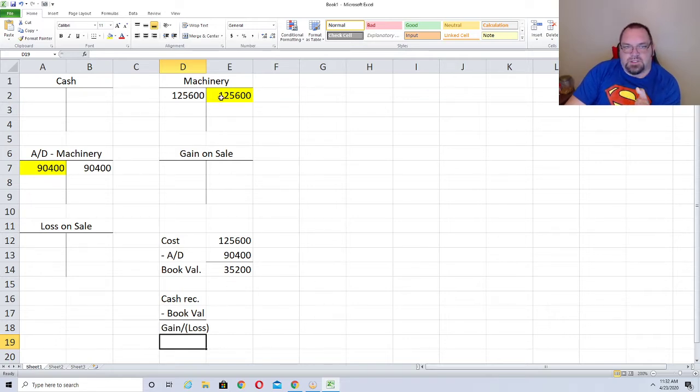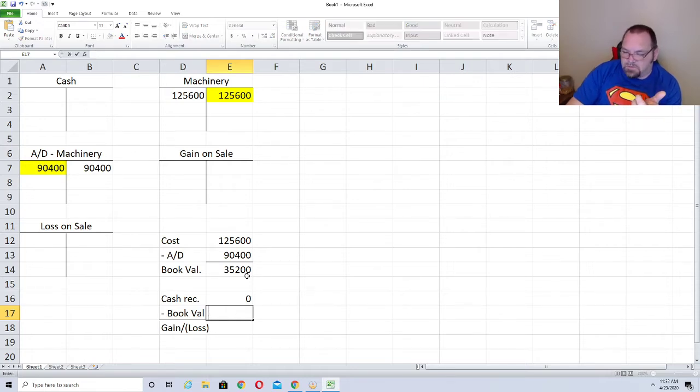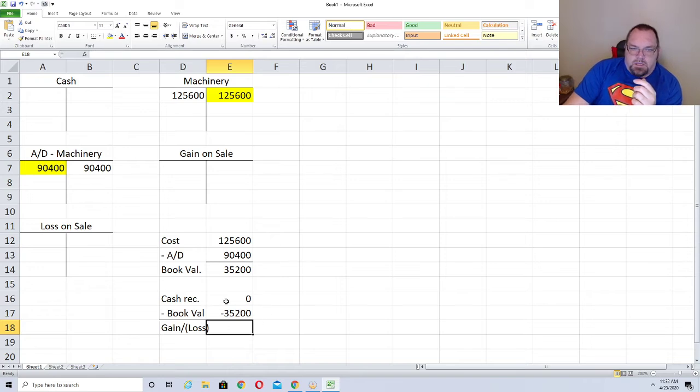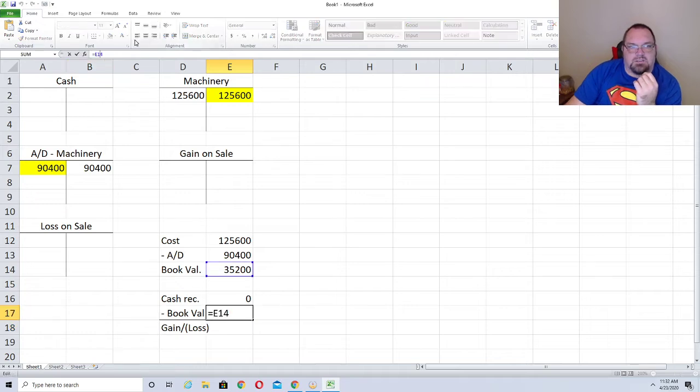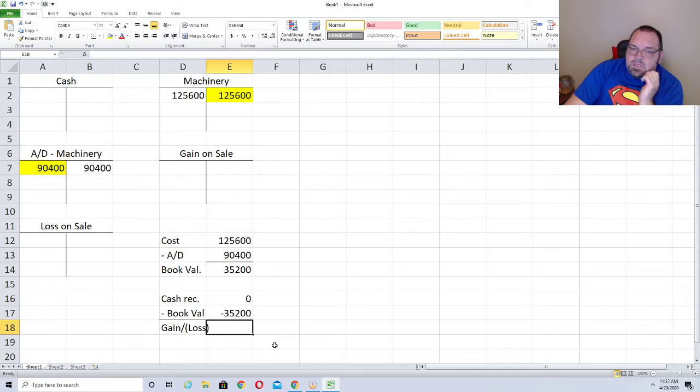So in this first situation, where we're going to throw it away, we're going to receive 0 in cash, because we're not going to sell it. The book value is still $35,200, which I can just do a little equals with. Why is it negative? That's interesting. Did I put minus in there? Let's put the negative back in there. I kind of like that, actually. Now when you combine those two, because it's kind of a negative, we'll do a plus instead of a negative.